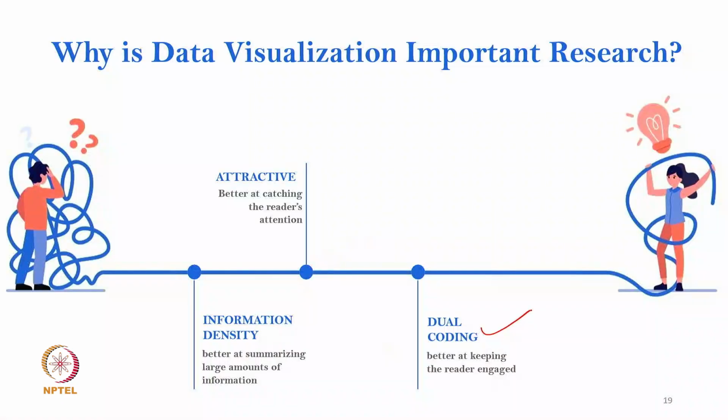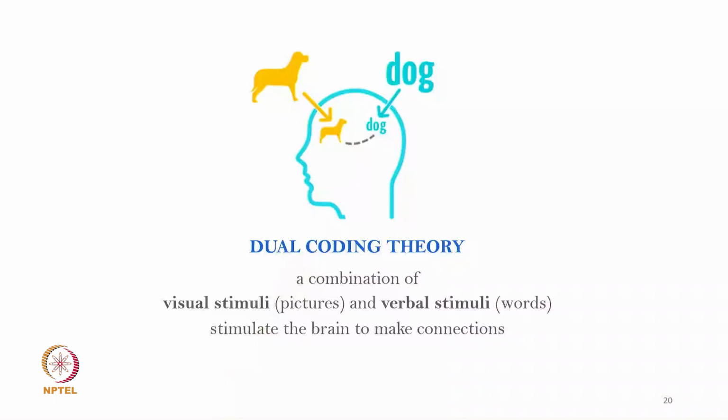Sometimes the researcher would also like to use dual coding through data visualizations, which refers to a cognitive theory suggesting that information is better processed and understood when it is shown in verbal and visual formats simultaneously. It helps the brain make quick connections. As shown in this example of dual coding theory, here we have a text, dog, and here we have a picture of the dog. When you present graphics using dual coding theory, one can quickly understand the visual representation of the image.